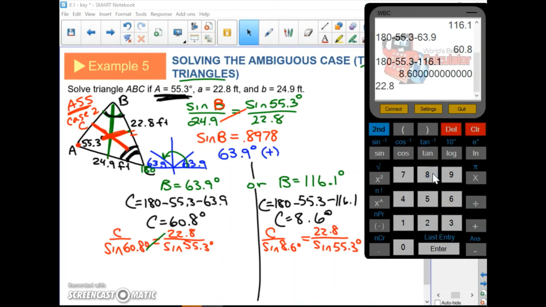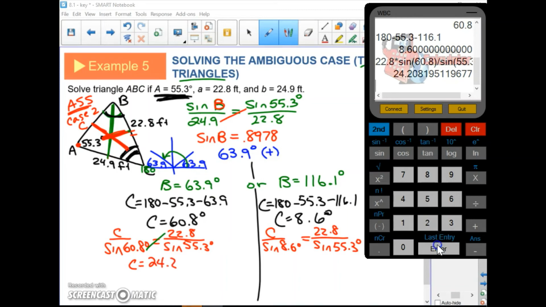We've got 22.8 times sine 60.8 divided by sine 55.3, 24.2 feet. C is going to equal 24.2 feet. Or over here, do the same thing. You would have 22.8 times sine 8.6 divided by sine 55.3 is about 4.1. You'd do 4.15 if you're doing sig figs, but we've got C equals 4.1. Okay, so we have found two different things.